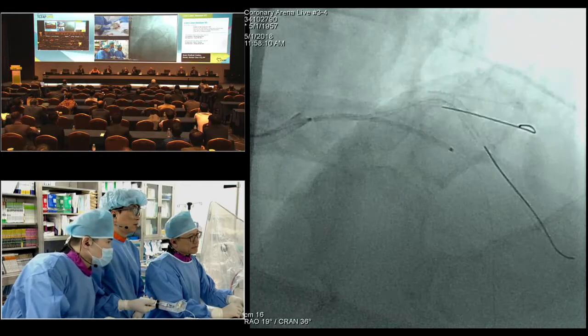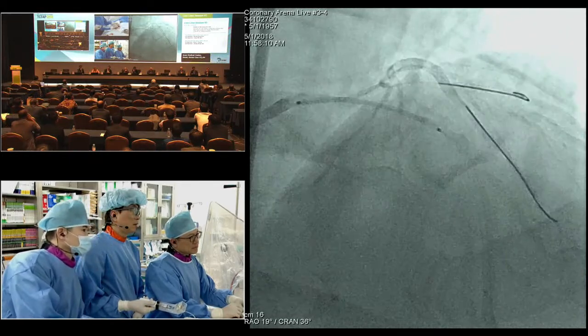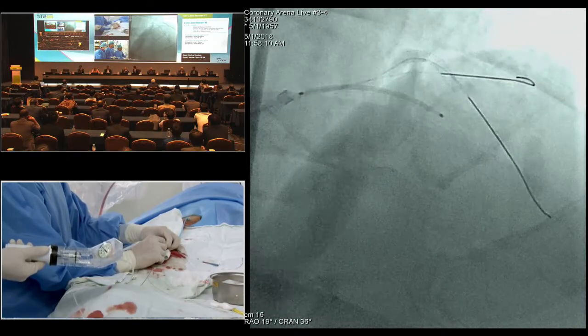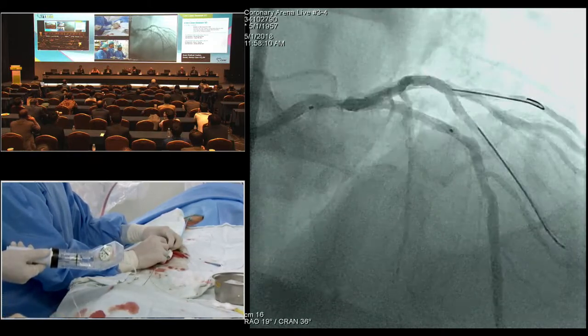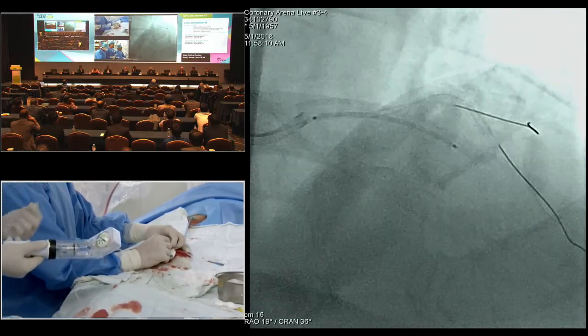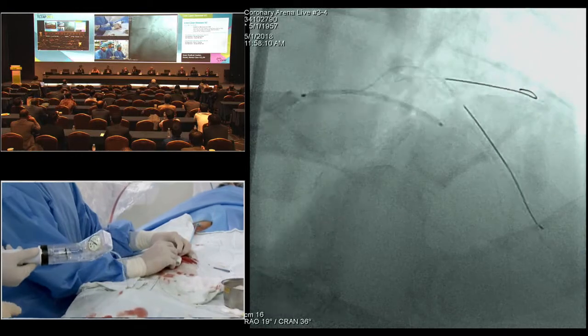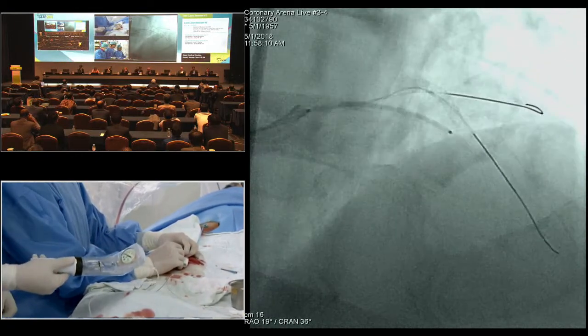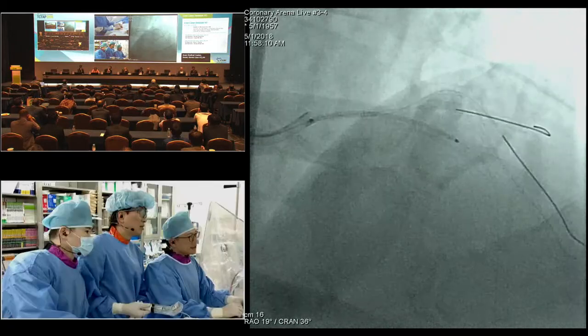Test it. Test. A little bit more proximal, I think. Okay, let's see. Test again? Test again. More. A little bit. Yeah, good. Okay, test. Test, please. We're still kind of distally in an area that is really quite diseased, unfortunately.